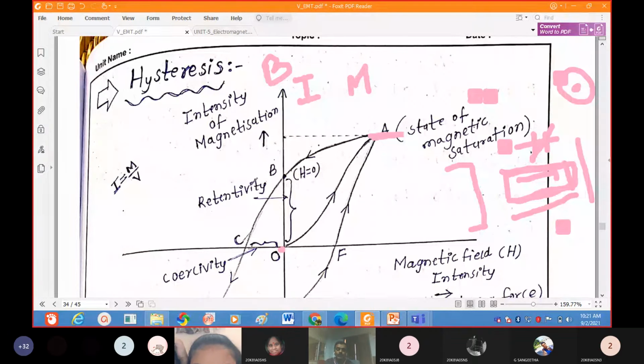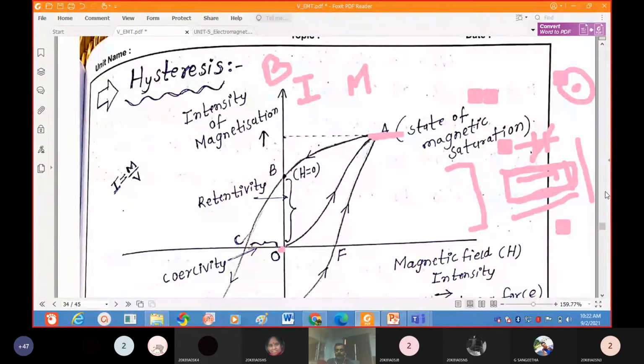The value of B after the H value becomes 0 is called retentivity. For hard magnetic materials, this retentivity value is high. For soft magnetic materials, this retentivity is small.